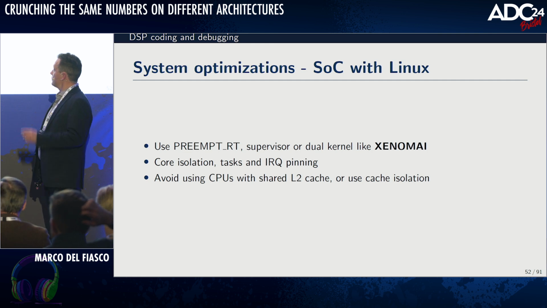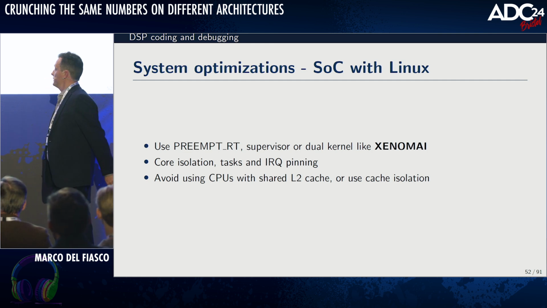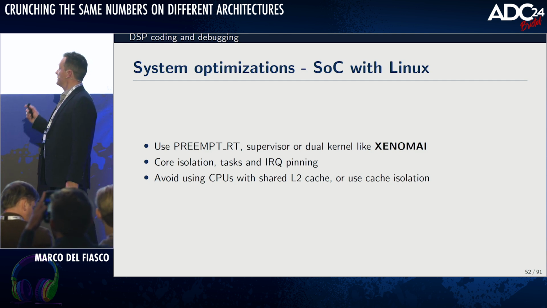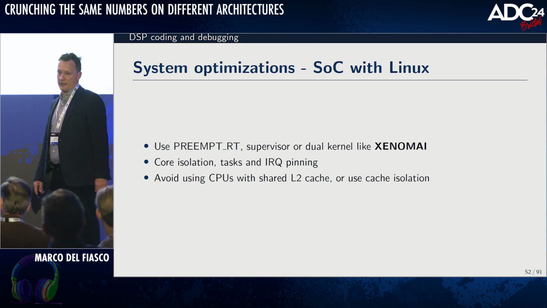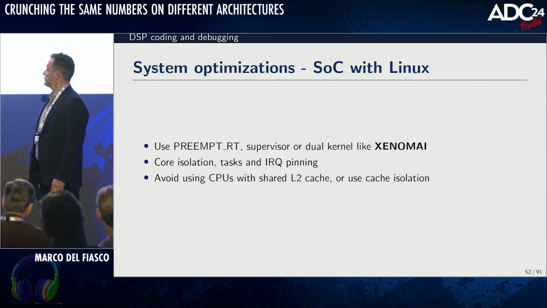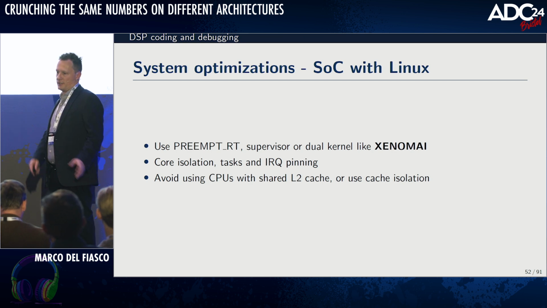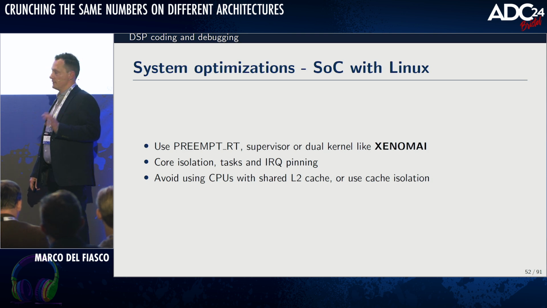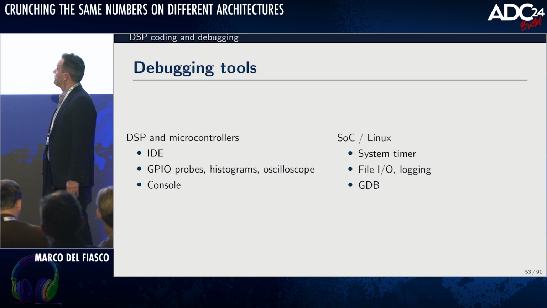What about Linux? What can you do at the system level with Linux to optimize? Scheduling is the first problem. You can use preempt_rt, a supervisor, or a dual kernel like Xenomai. I highlighted Xenomai because it's what I used in my tests. I used the Elk Audio OS on the Raspberry Pi. Then there are techniques for core isolation, task and IRQ pinning. So basically, it's manually tailoring the OS. And if possible, try to use a CPU without a shared cache, if you have a system on chip, because it will have a cache, or use cache isolation.